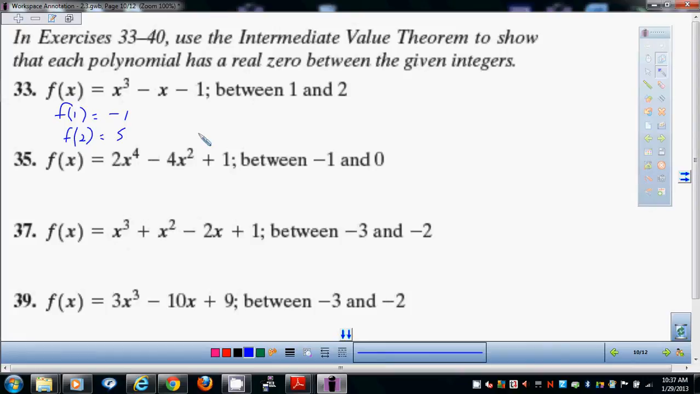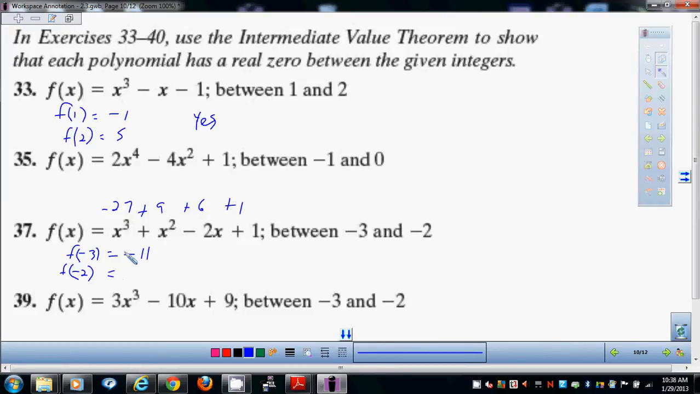Let's try another one. 37. f of negative 3 and f of negative 2. Yikes. Negative 3 is going to be negative 27 plus 9 plus 6 plus 1. Negative 27 plus 16 is negative 11. Plug in negative 2. Yikes. Negative 8 plus 4 plus 4 plus 1. Is that positive 1?